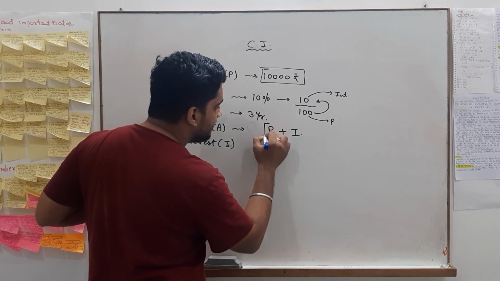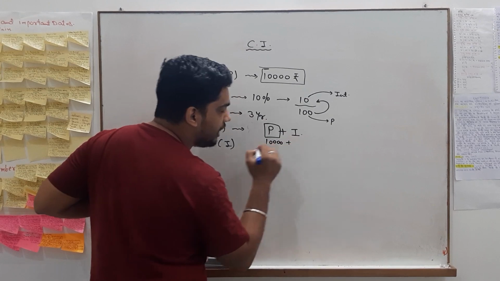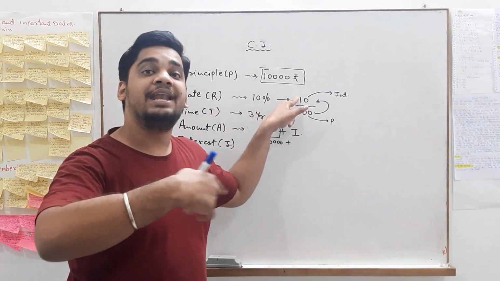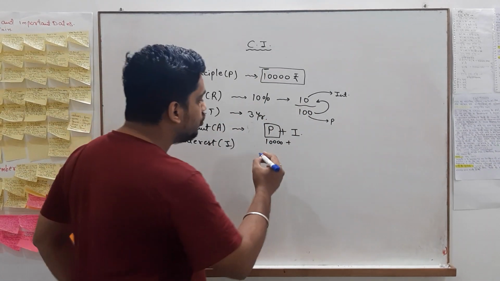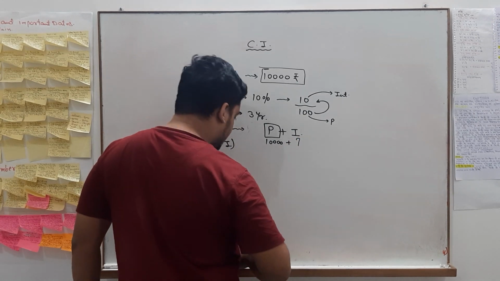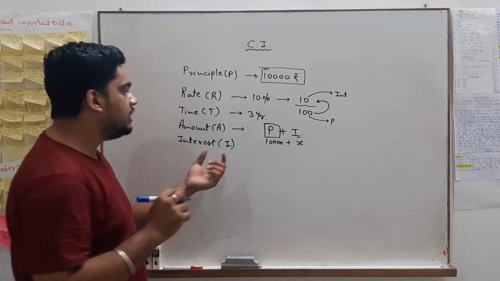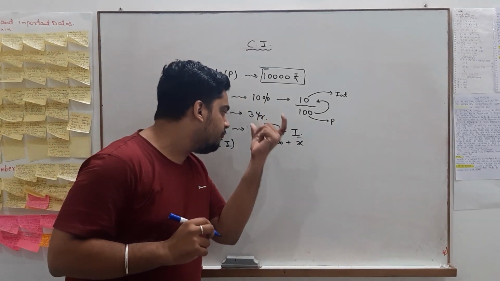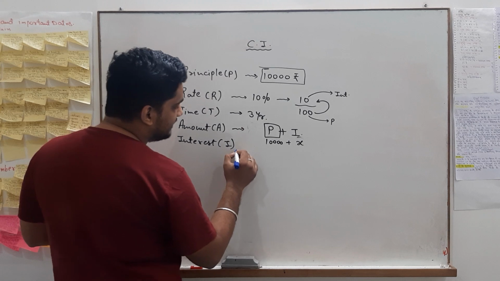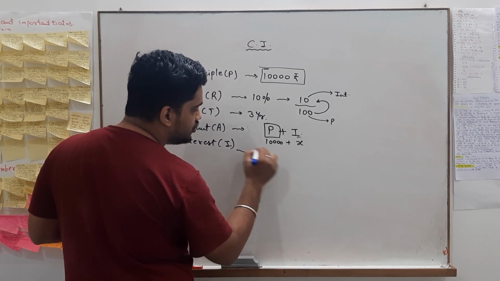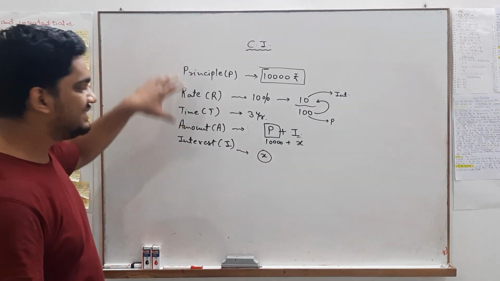Now, what is principal? 10,000 rupees is your principal. And what is your interest? The extra amount which you are gaining on every 100 rupees in a year is known as interest. So let us assume that the interest gained by you is X. So what will be your total amount? The total amount which you have to give back to your friend will be 10,000 plus X, right? Now, interest is the extra amount which you are getting on the principal, right? So this is the basic terminology which we are going to discuss.